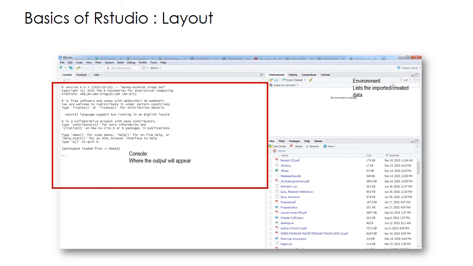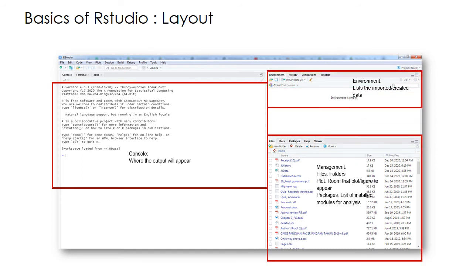The next window is the environment window, which is on the top right corner. Here we can look at the list of imported or created data. When you import your data into it, that is where it will appear. The history lists down all the actions, whatever script you have written will appear on the history. So it's kind of like keeping track of what you have done so far.